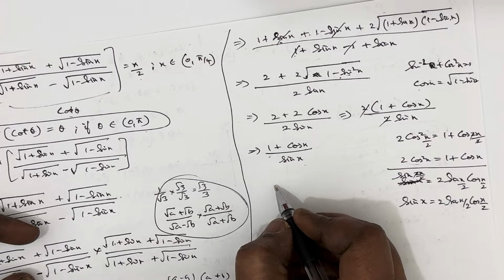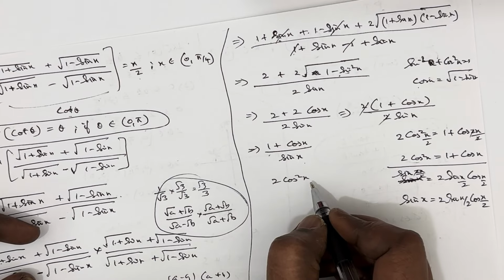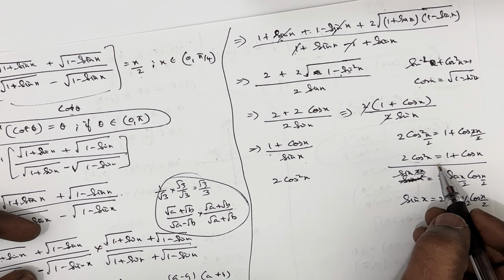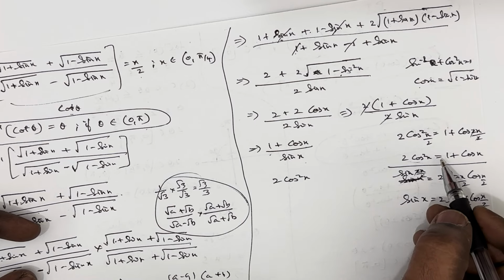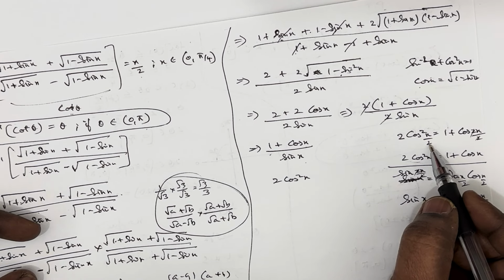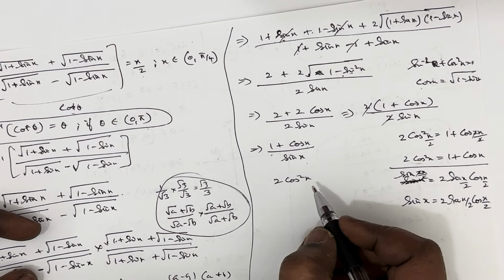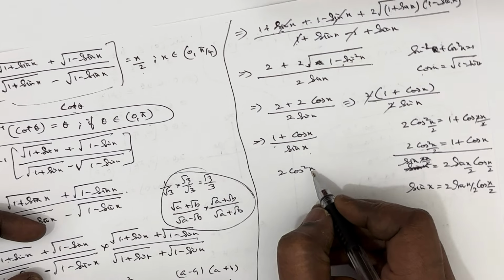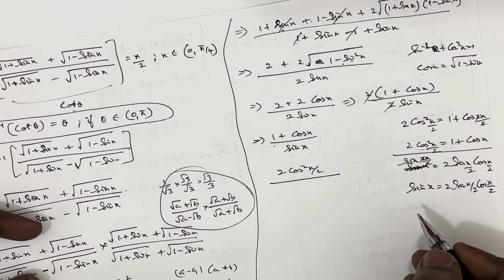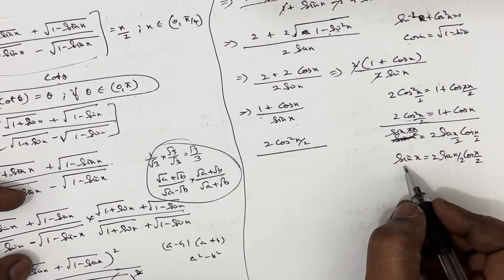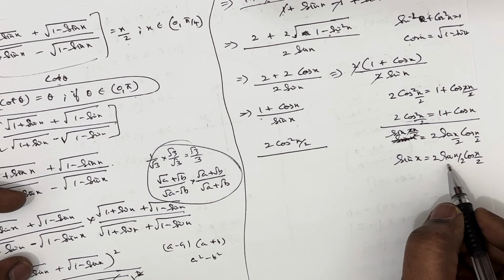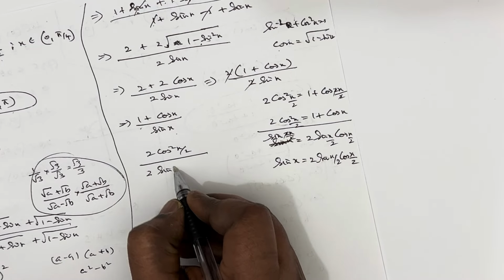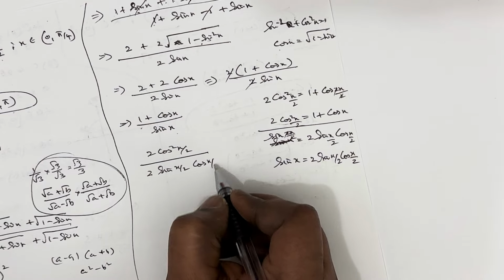So 2 cos square x, not 2 cos square x, it's 2 cos square x by 2. And here instead of sin x you can write 2 sin x by 2 cos x by 2.